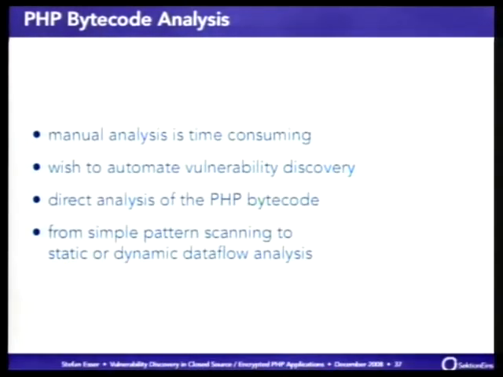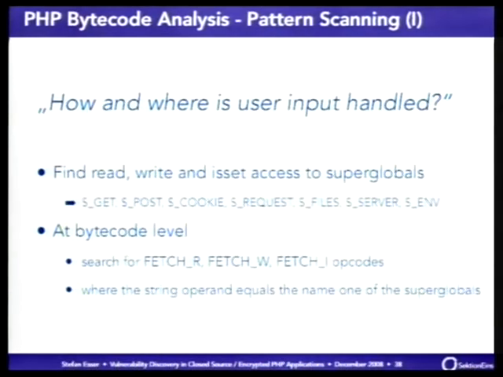So maybe I can get to the last topic, which is automatic bytecode analysis. The thing is, manual bytecode analysis is very time-consuming, and only if you are very crazy do you want to read PHP bytecode. Normally you want to automate this stuff, and therefore you can try simple pattern scanning. Many people that do source code audits start with a grep. You can do the same on bytecode, but it will give you much more information, and you can also do static and dynamic data flow analysis. I will show you some examples of pattern scanning.